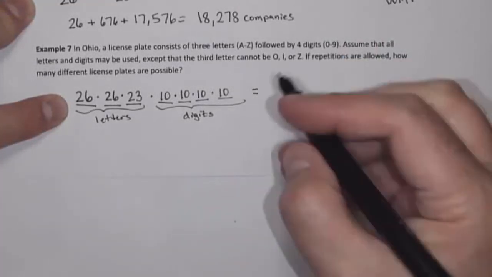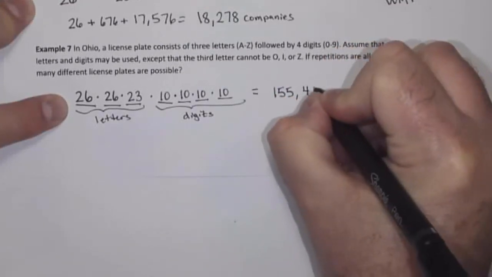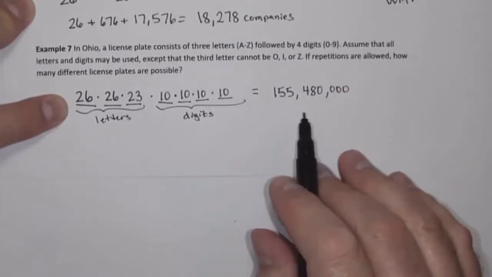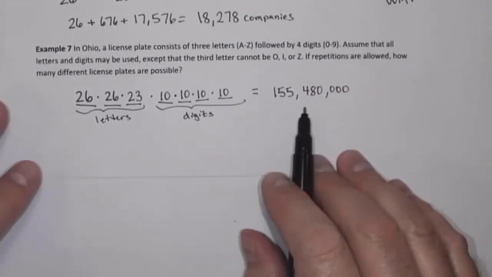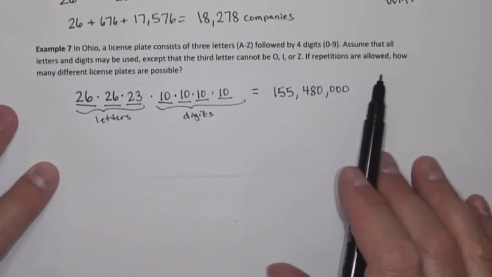155,480,000. So 155,480,000 different license plates would be possible in the state of Ohio under this scheme for assigning license plate numbers.